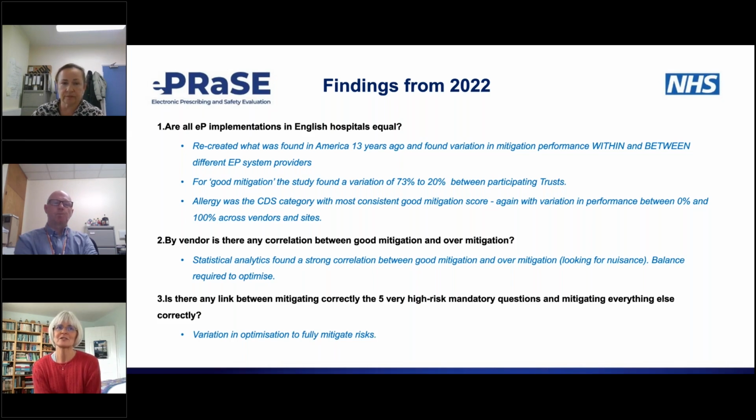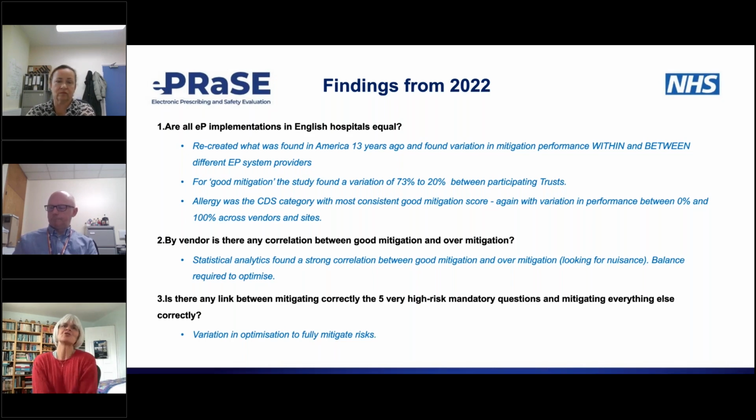The best clinical decision support category that had consistently good mitigation scores was actually allergy. But again, there was a huge variation with 0% for one system and 100% for other systems and vendors. So even allergy, which is the most basic tool that I think we'd all look to have running within our electronic prescribing systems, was not consistently good across everybody.